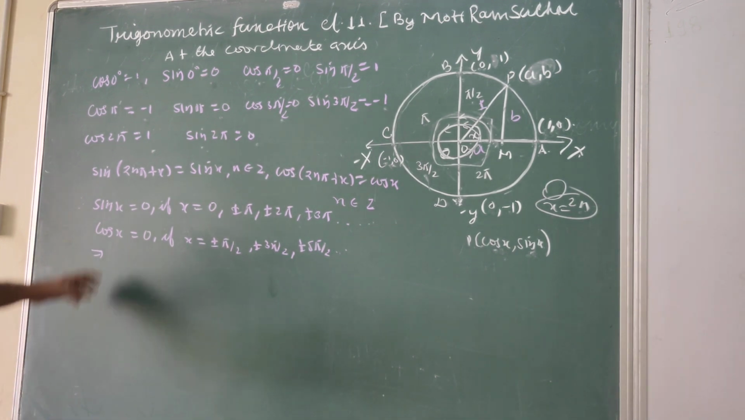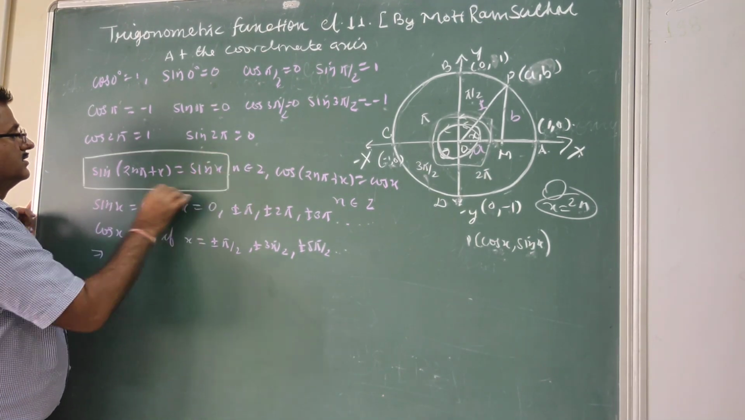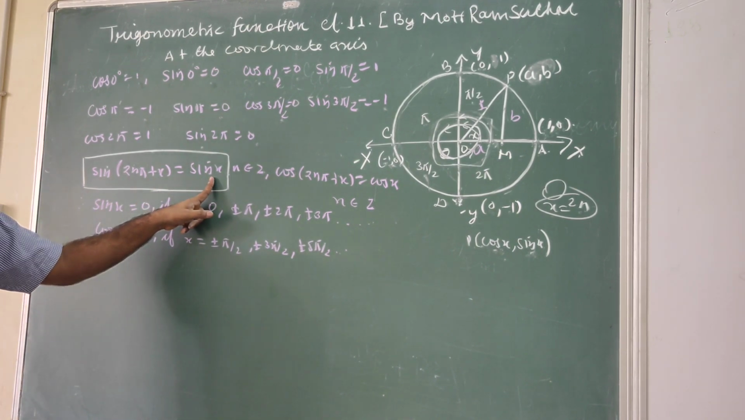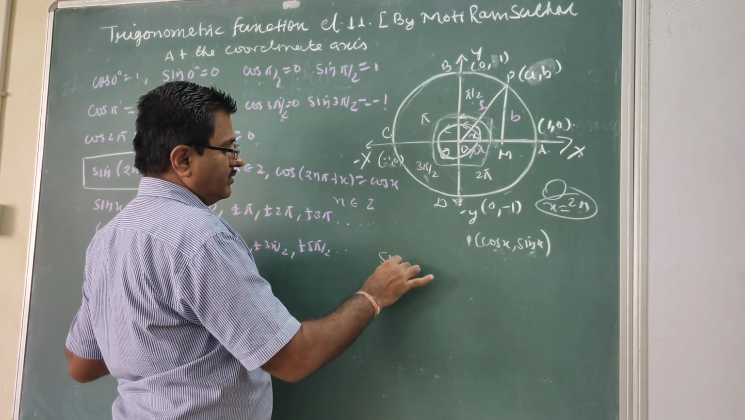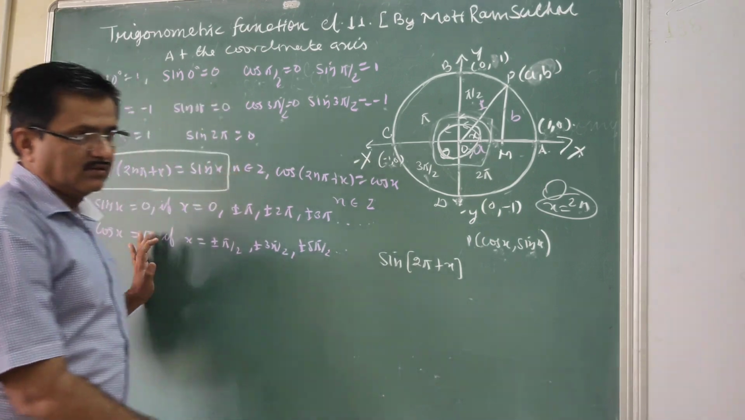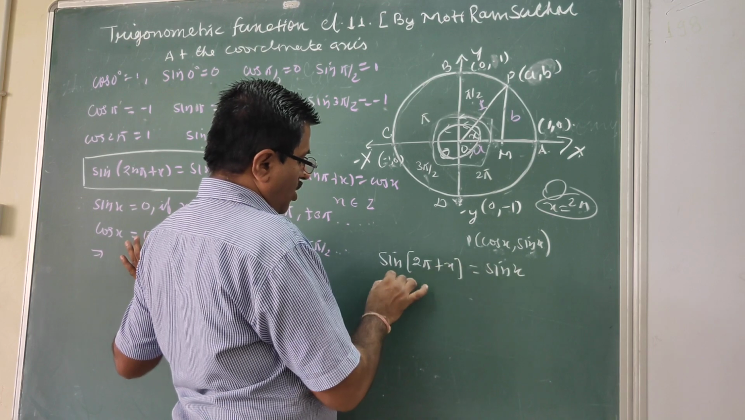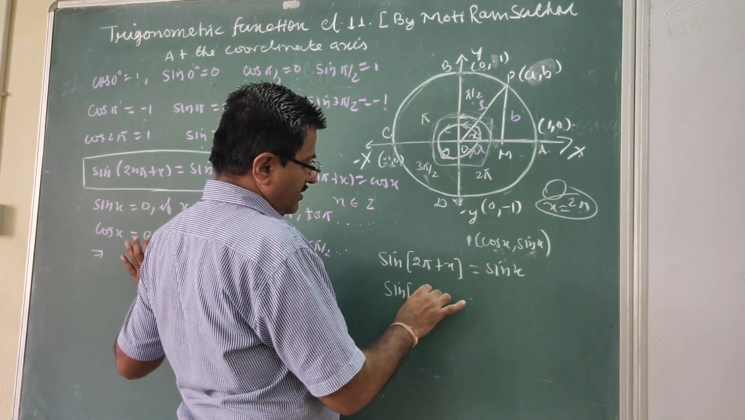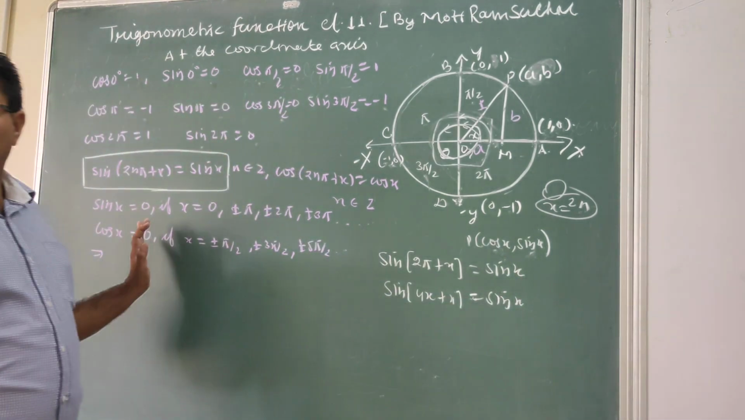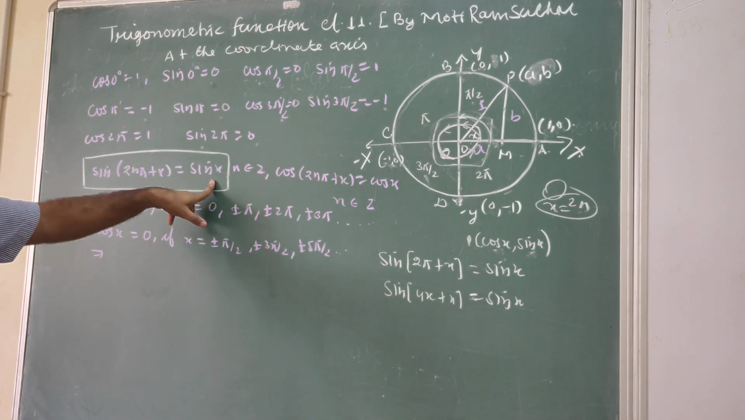Clear? So what do we write here? This is important. We write sin(2n pi plus x) equals sin x. After completing one round, like sin(2 pi plus x), or after the second term, then again it is sin x. Or after 2 rounds, then again that is sin x. Clear? So the value of sin(2n pi plus x) is equal to sin x.